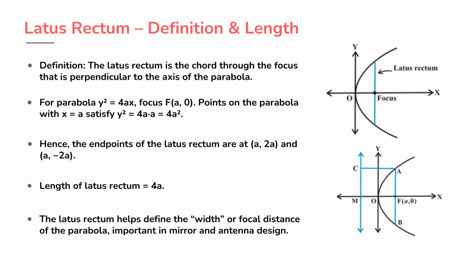Now let's talk about something interesting. The Latus Rectum. Sounds fancy, right? It's just the line segment through the focus, perpendicular to the axis of the parabola. For the standard parabola y squared equals 4ax, the focus is at (a, 0). If we put x equals a into the equation, we get y squared equals 4a times a, which is 4a squared. So y equals plus 2a and y equals minus 2a. That means the endpoints of the Latus Rectum are (a, 2a) and (a, -2a). Hence, the length of the Latus Rectum is equal to 4a.